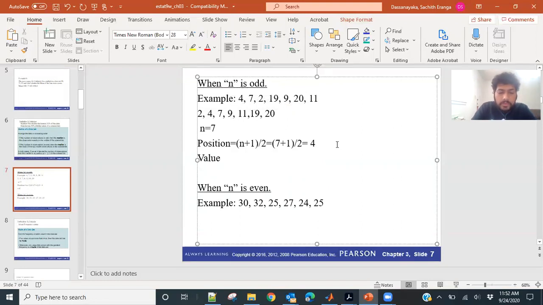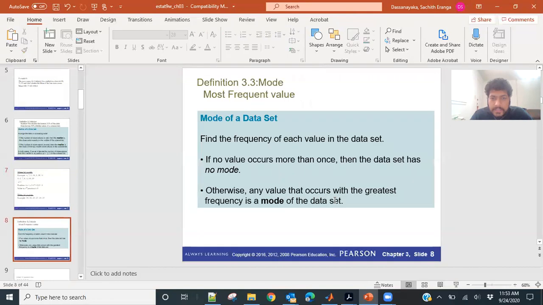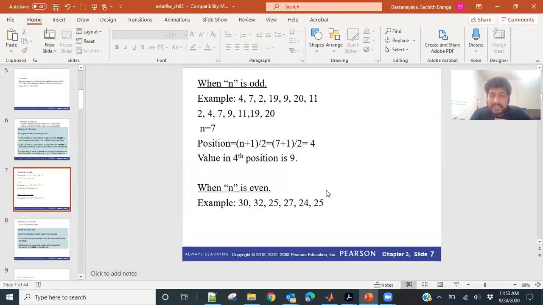So the value in the fourth position is 9. So this is your answer. Okay, things can be a little difficult if you have an even number of observations. You have to follow the same procedure.